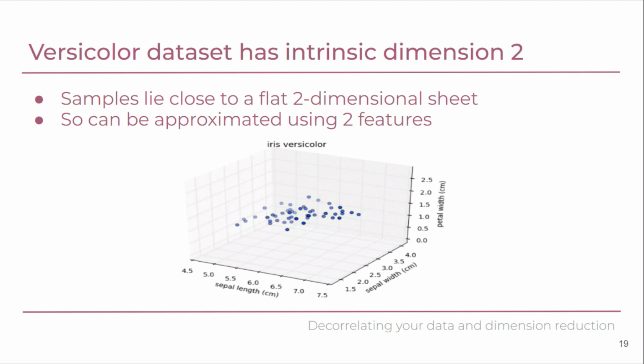However, if we make a 3D scatter plot of the samples, we see that they all lie very close to a flat, 2-dimensional sheet. This means that the data can be approximated by using only 2 coordinates, without losing much information. So this dataset has intrinsic dimension 2.